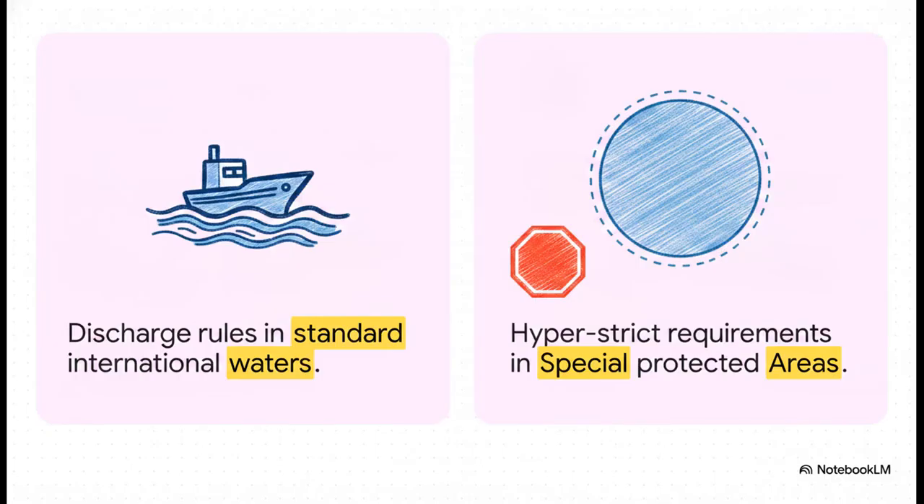Now heads up, because this right here is a classic MEO Class 2 exam trap. The discharge rules you use in standard international waters, say out in the middle of the Pacific Ocean, are completely different from the hyper-strict requirements inside a MARPOL special area or an emission control area. You must know your geographical boundaries and the exact discharge criteria for every single zone your ship sails into.